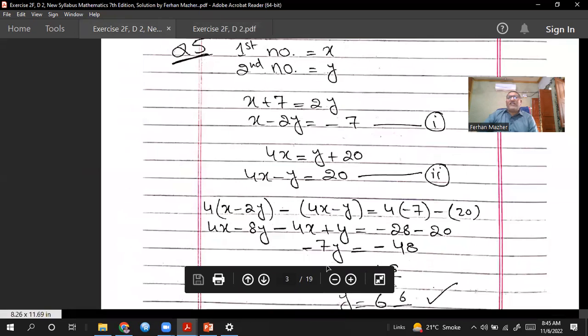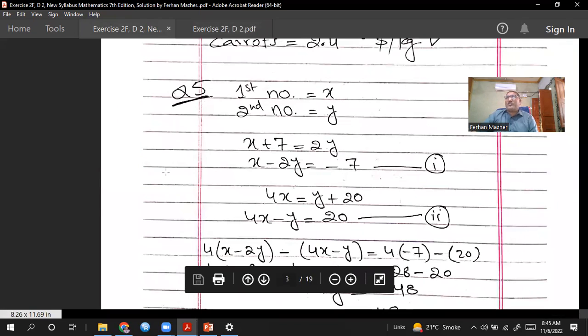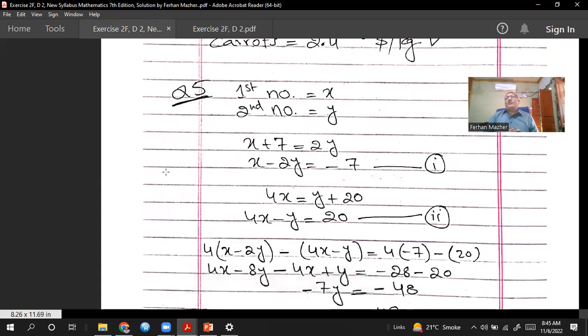So on your screen, question number 5 is showing. Suppose the first number is x, the second number is y. He says that if you add 7 to the first number, you get twice the second number. So you will have x plus 7 equals 2y, so it will be x minus 2y equals minus 7. That is the first equation.